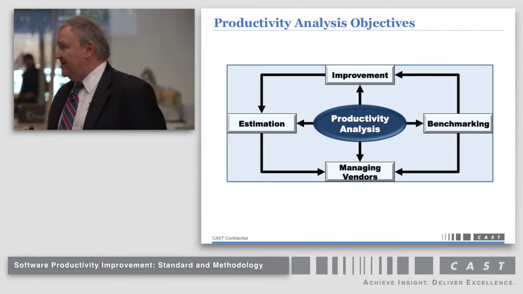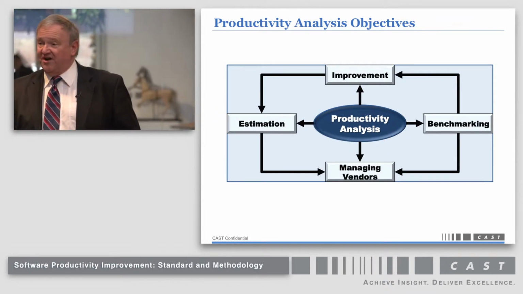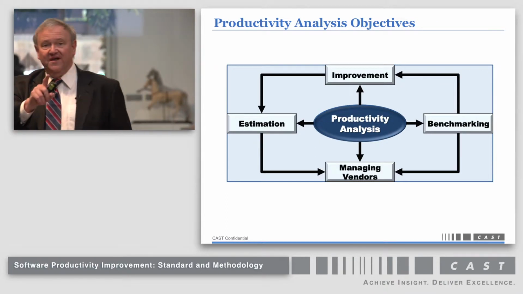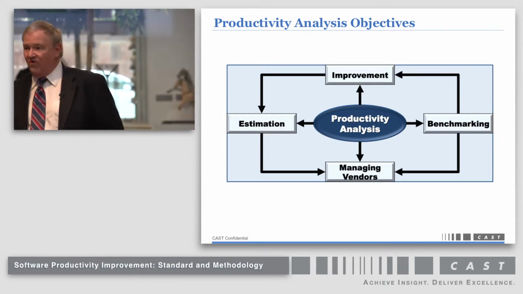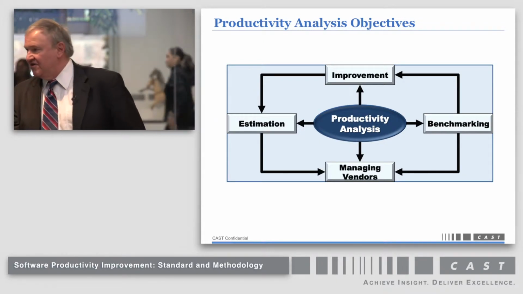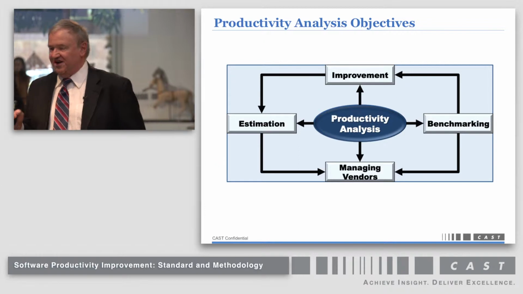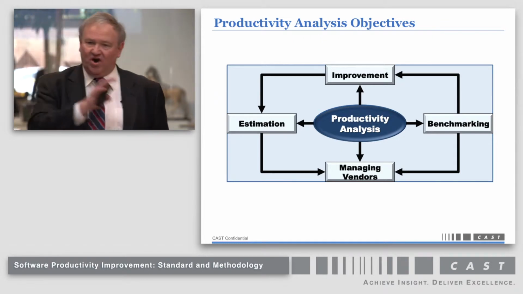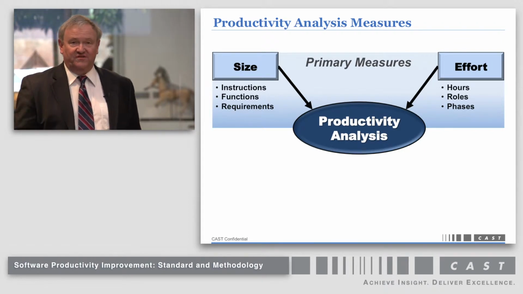Number two is benchmarking. But that requires that we have very good data and that we trust that the data we're benchmarking against is just as good as the data we have, and that's rarely the case. I'll show you why in a minute. Number three is estimation. If I have good historical data on how well we're performing and what our productivity is in different kinds of environments, then I can better estimate what it's going to take to do the next project or the next application. And finally, managing vendors. I'd like to know how productive my vendors actually are and whether we're overpaying or underpaying, or how they compare with their competitors.